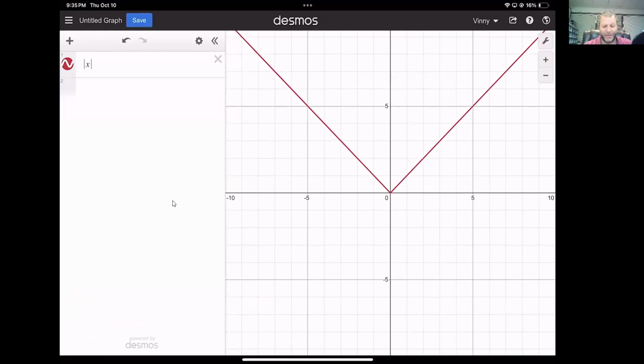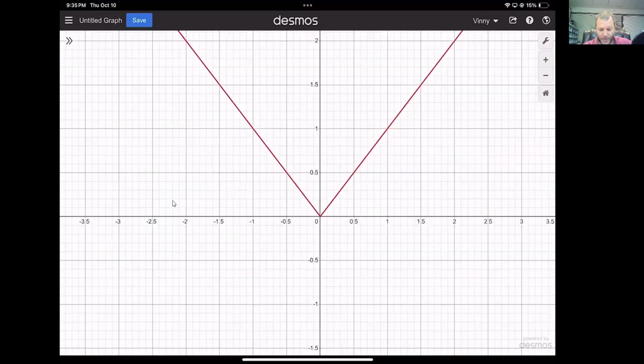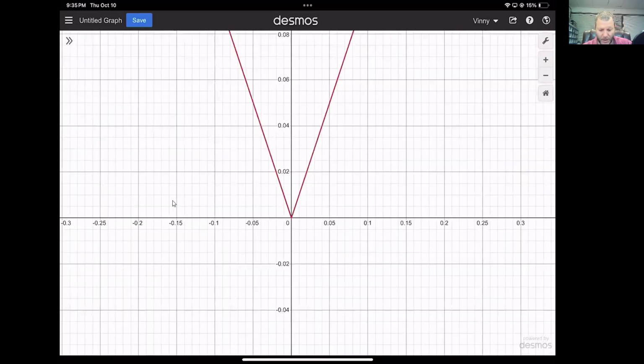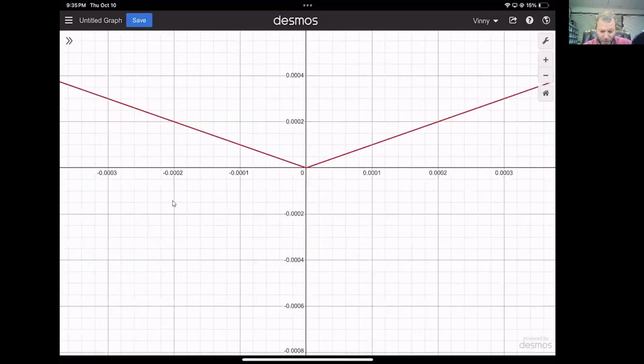The problem is, and I suggest that you do this yourself, because if I do it, you might think I'm lying or something. If I zoom in around 0, hard to do, but I'm trying to zoom in around 0.